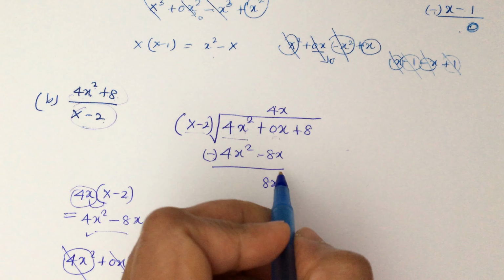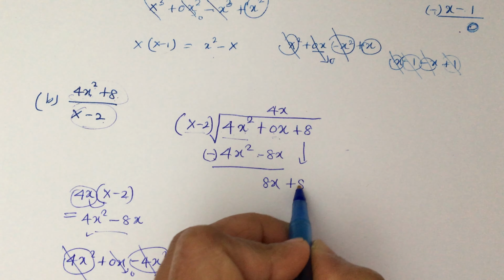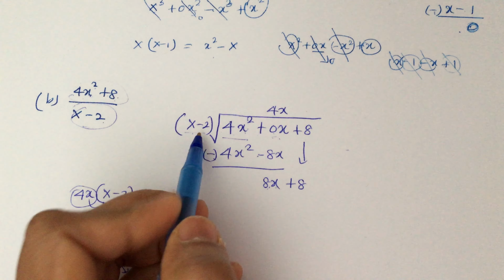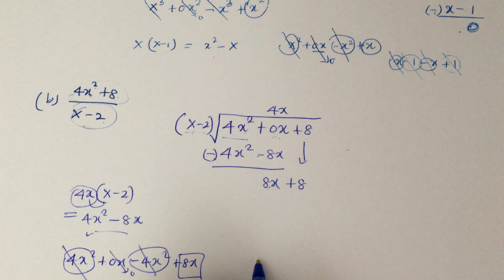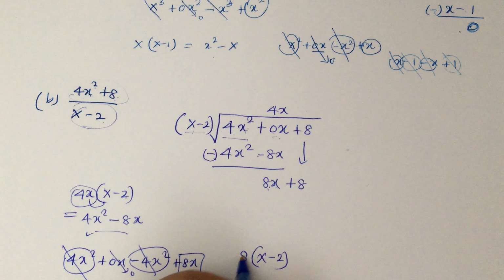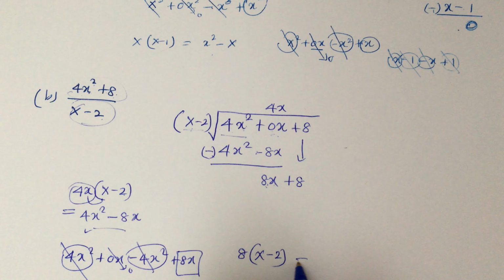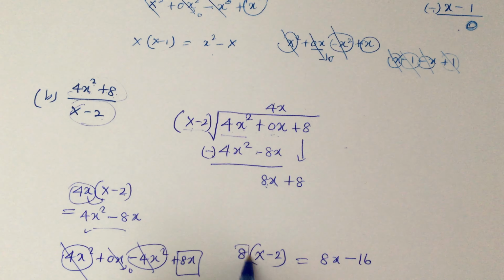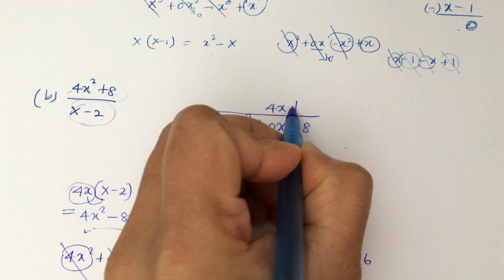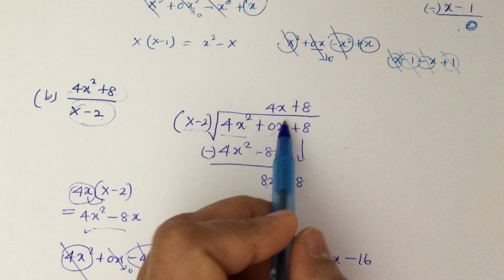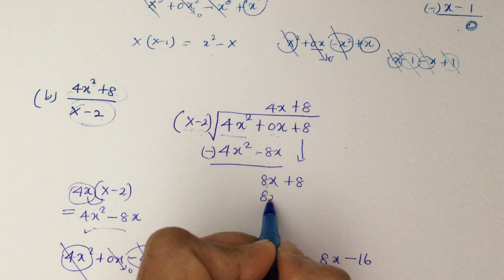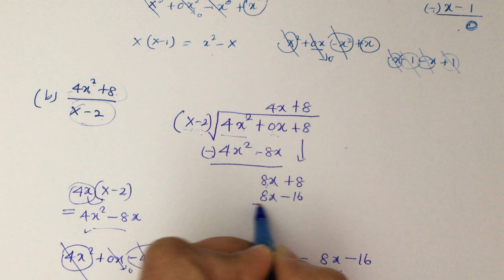Then you take this term over here with the sign like this, and look at this one. How do you get 8x with this? You have to multiply x minus 2 by what? To get 8x, you have to multiply by 8. So this one is 8x minus 16. I have to multiply by positive 8, so I'm going to write positive 8 over here. And then 8 times x minus 2 is this one, so I'm going to write 8x minus 16 over here.